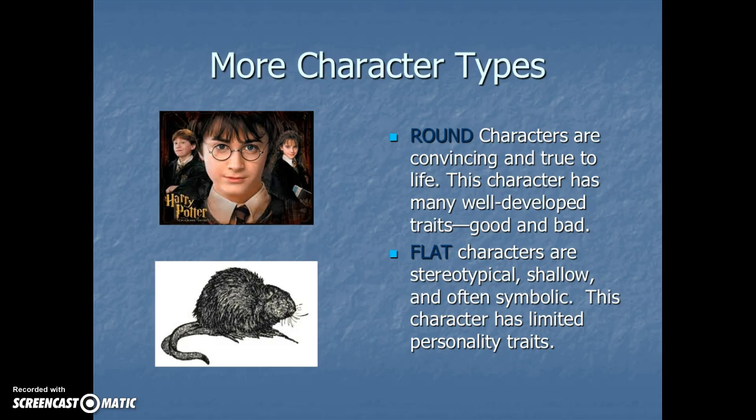There are other character types. There are round characters. Round characters are well developed. They're convincing as people, convincing and true to life. They have many well-developed traits. They may do some good things, they may do some bad things, but overall they are very well developed. They're lifelike. Flat characters are stereotypical, shallow, and often created just to be symbols for something else. They don't have a lot of character traits. They'll have 1 or 2 defining character traits that make them symbolic.